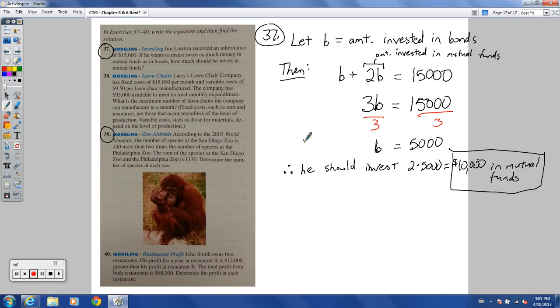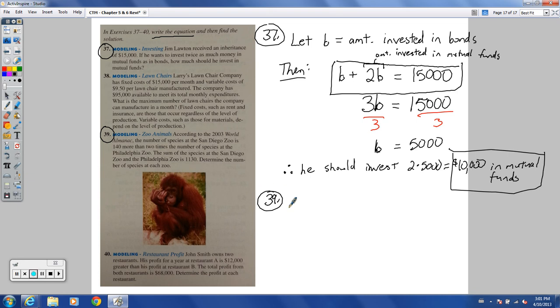And so that's it for number 37. Looks like they used X instead of B there. It says to write the equation first in the directions and then find the solution. So we do need to have this to start. This is part of our answer, and then solve that for your variable. I used B instead of X, but you could have used X as well. Now, it does say in the back, it gives you both bonds and mutual funds, but the question only asks how much should he invest in mutual funds. So that's really the only answer you need to answer the question that they asked.